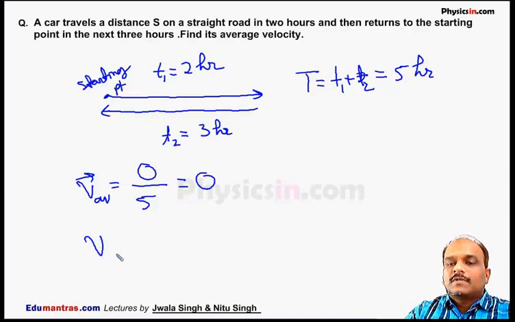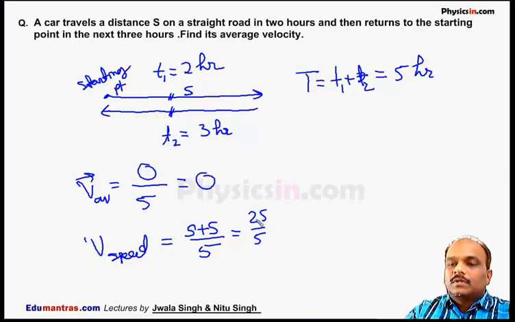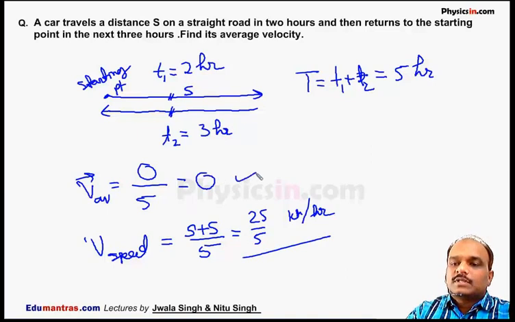But if I say what is the average speed? Average speed is the total distance traveled. Total distance means the length of this path and the length of this path. If I say this s is the distance traveled, so the total distance traveled during forward and backward journey is s plus s divided by 5, that is equal to 2s by 5. If s is in kilometers, it is kilometers per hour. So the answer is average velocity is 0, but average speed is not 0.